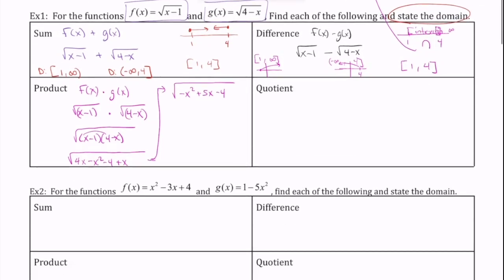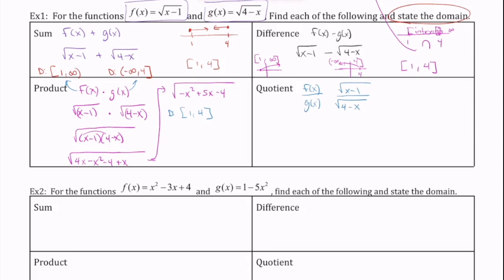So the domain of f of x is, again, 1 to infinity. The domain of g of x, again, is from negative infinity to 4. So the domain here, again, is going to be just from 1 to 4. All right, and then lastly, the quotient here is just going to be f of x divided by g of x. And that's just going to be the square root of x minus 1 over the square root of 4 minus x.